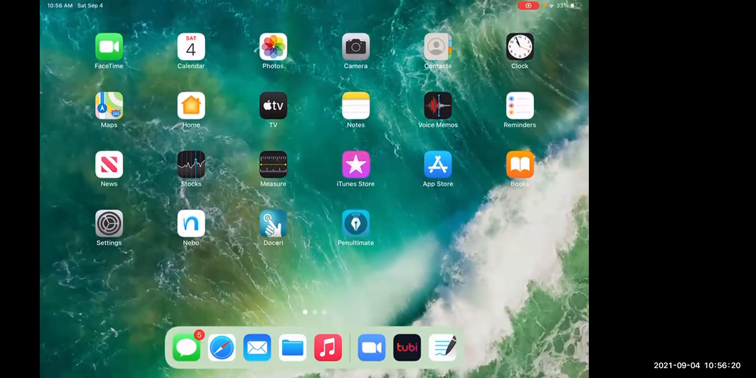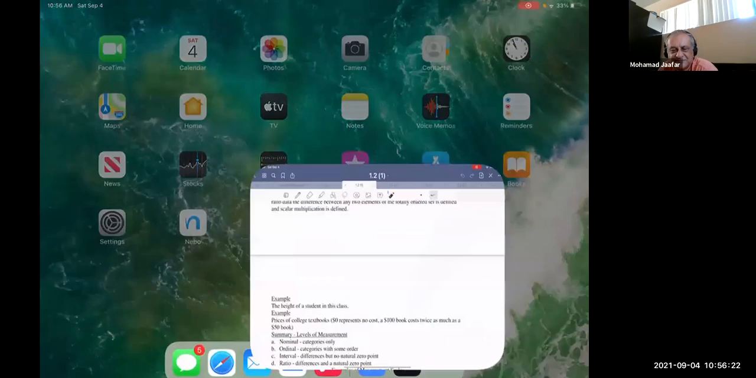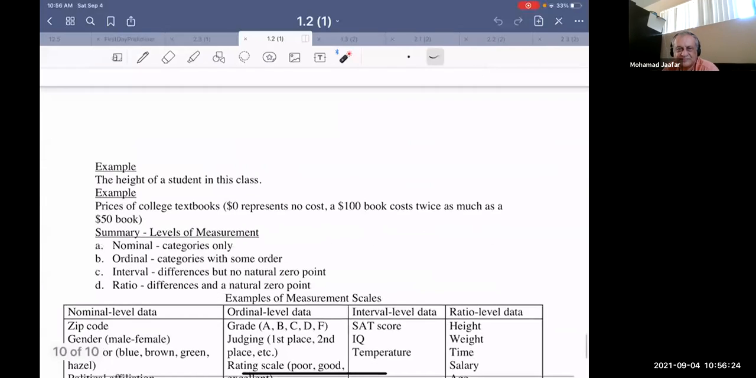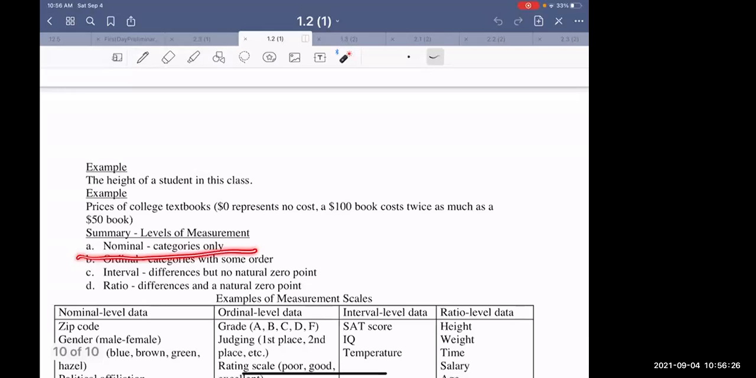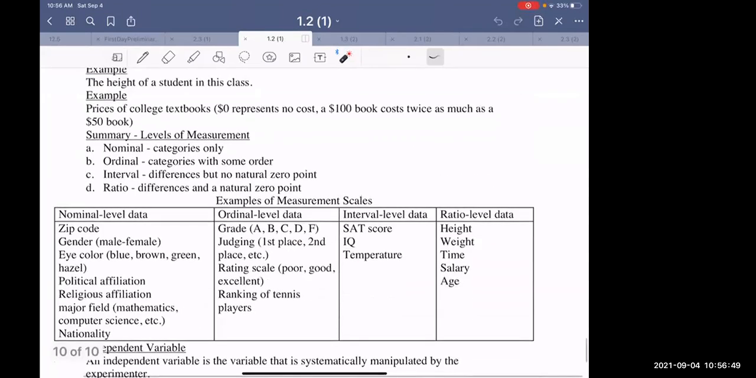Okay, so nominal: categories. You only know set inclusion. Ordinal: you can put things in categories and they have an order. Interval: you can find differences, but there's no natural zero. Ratio: not only do you have differences, but you also have a natural zero. So, examples.